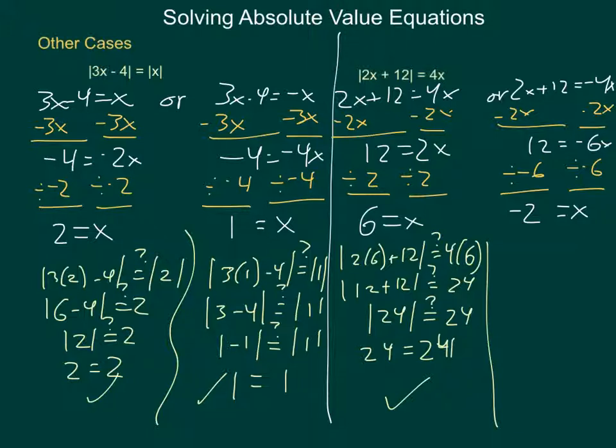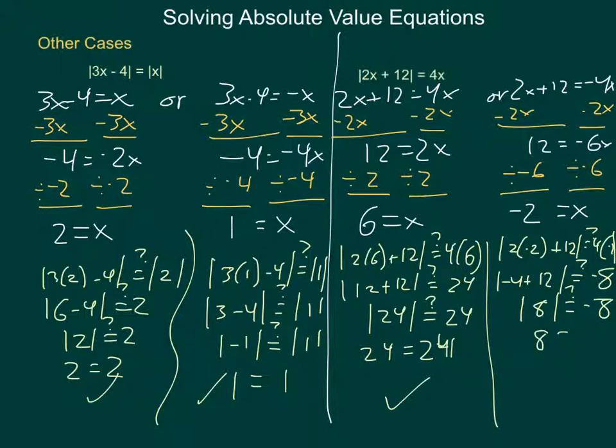Again, substituting back into the original equation, the absolute value of 2 times negative 2 plus 12 is supposed to equal 4 times negative 2. So, the absolute value of a negative 4 plus 12 is supposed to equal a negative 8. The absolute value of 8 is supposed to equal negative 8. And again, all these are supposed to be equal. So, the absolute value of 8 is 8. That's supposed to equal a negative 8. No, it does not. This one does not work.